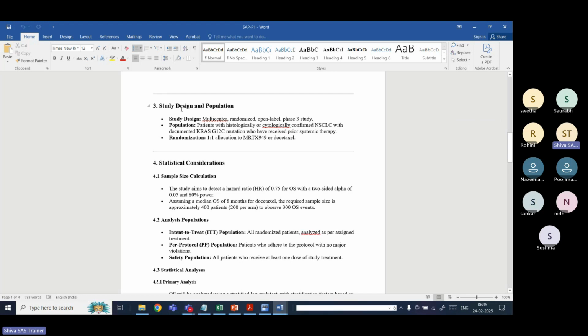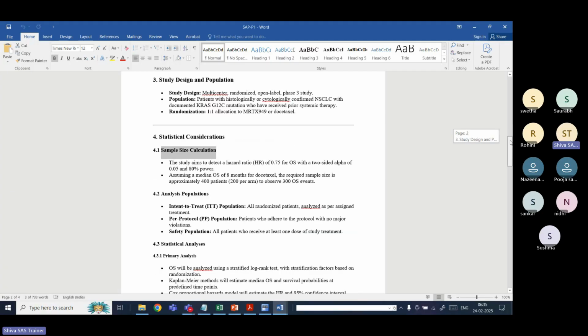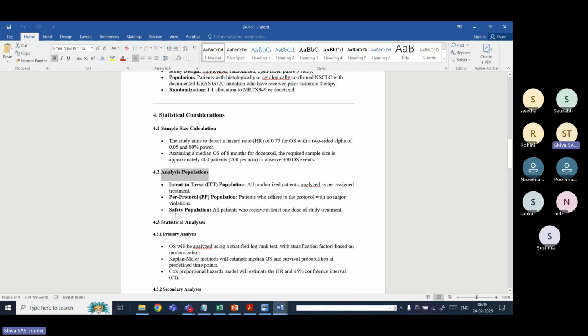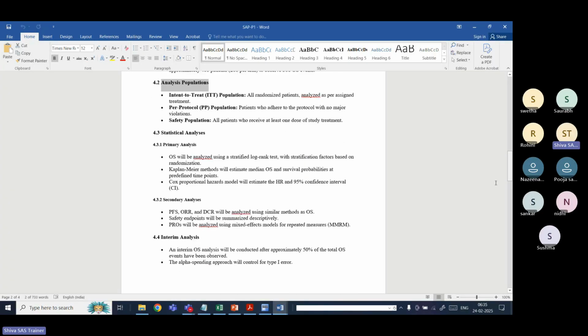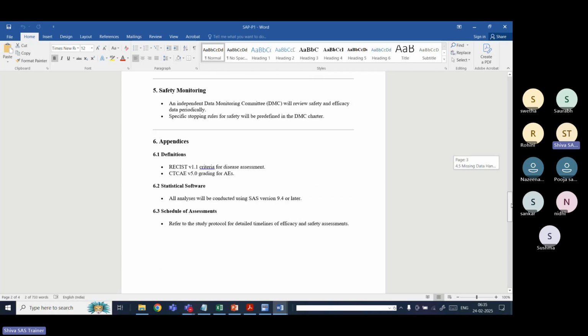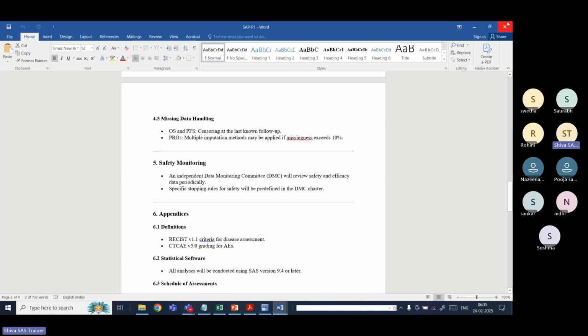And here the design is multi-center, randomized, and open label. What populations do they consider? Subjects with this type of cancer are randomized 1:1, which means exactly 50 are taking this drug and 50 are taking the other one. Then there is how they do the sample size calculation, what populations are in this study, which procedure they use for statistical analysis, and how to handle the missing data, etc.